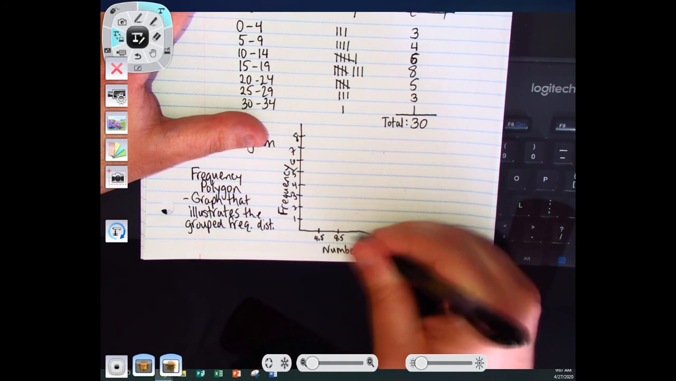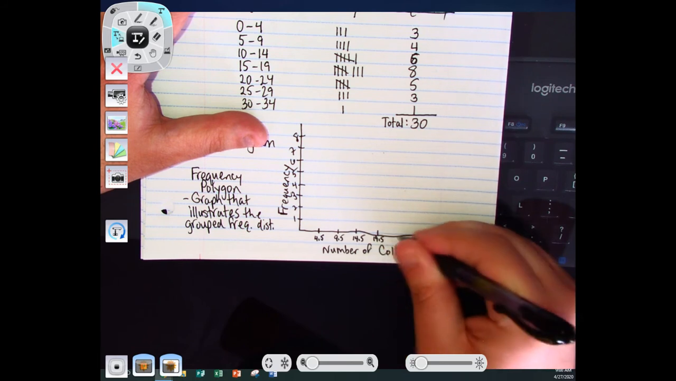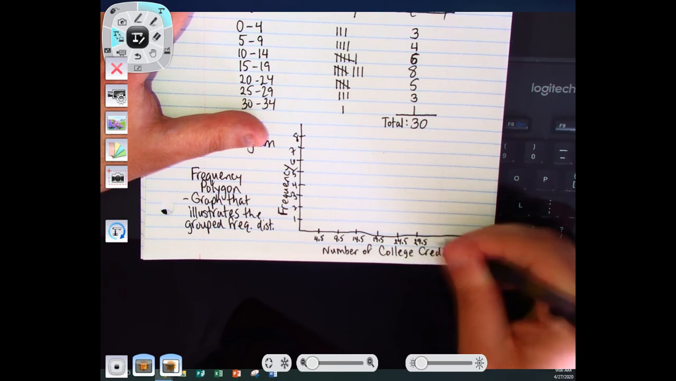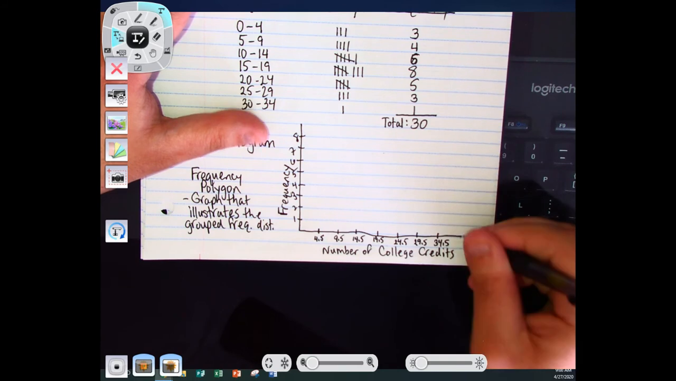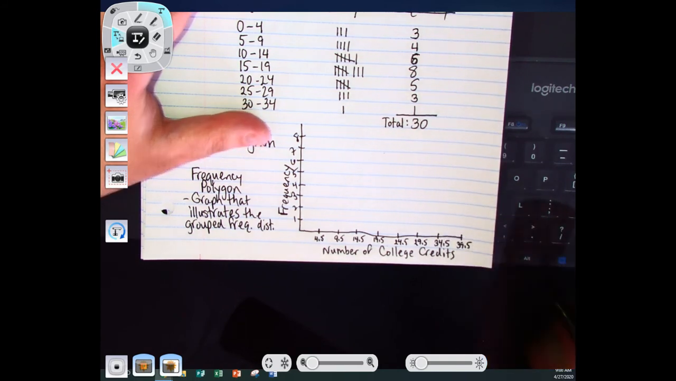So 9.5, 14.5, 19.5, 24.5, 29.5, and 34.5. And then we can even go to 39.5. Okay.